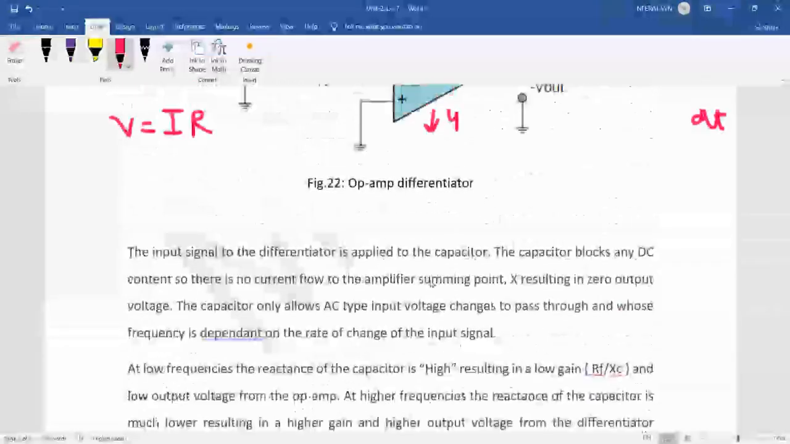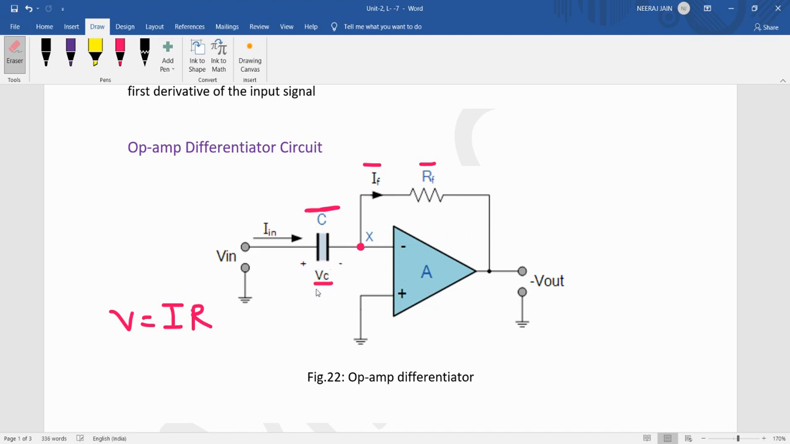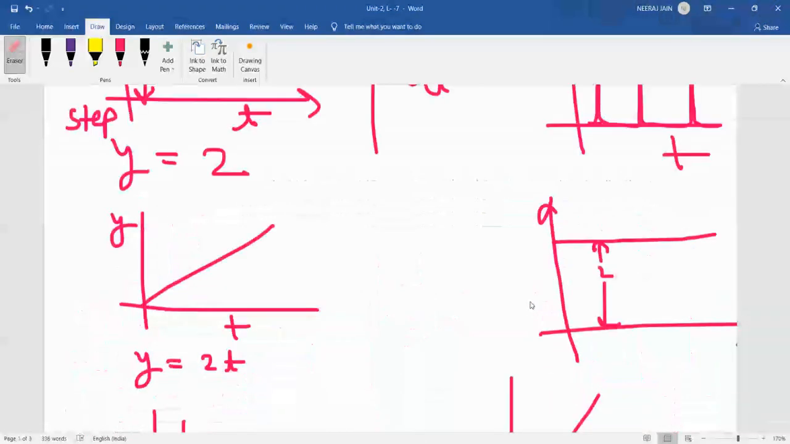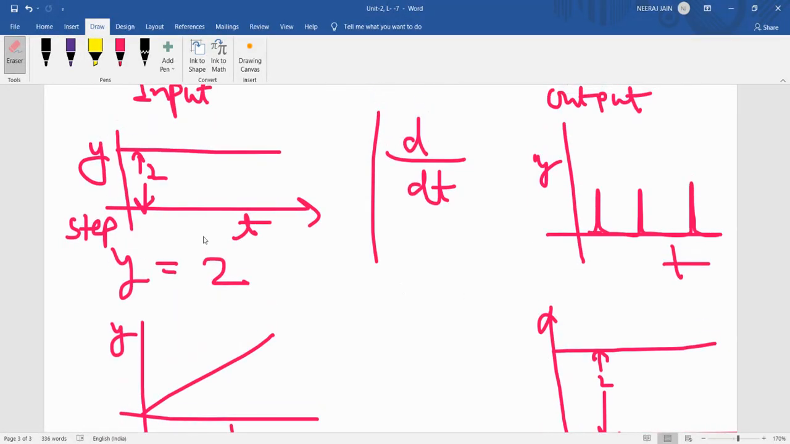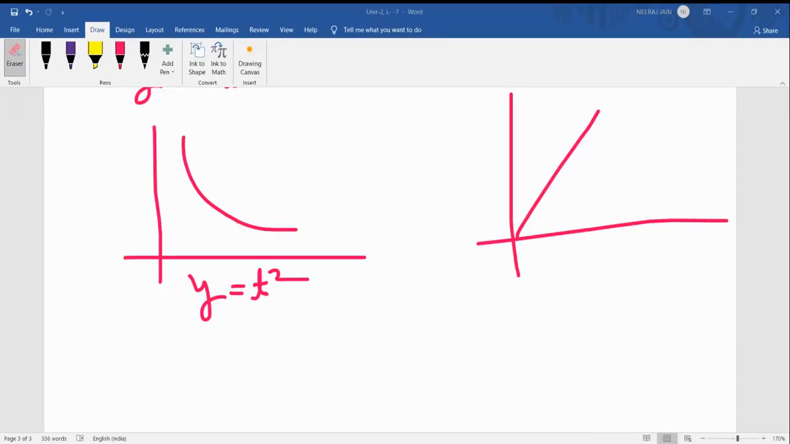That can be checked in the laboratory with the help of a function generator and CRO. If we put the CRO at the output and the function generator at the input, then we will achieve such type of waveform. Input will be given by the function generator, output we will get with the CRO. Okay, thank you very much.